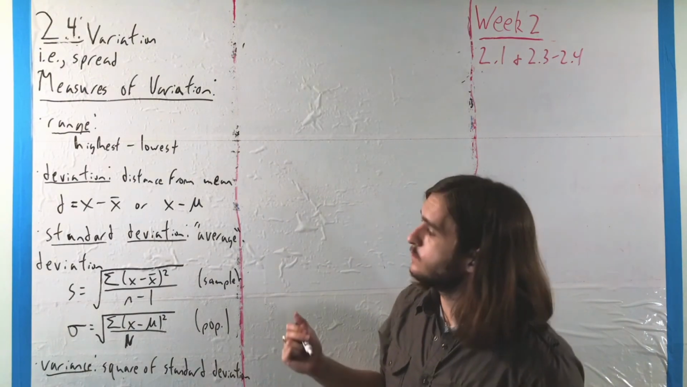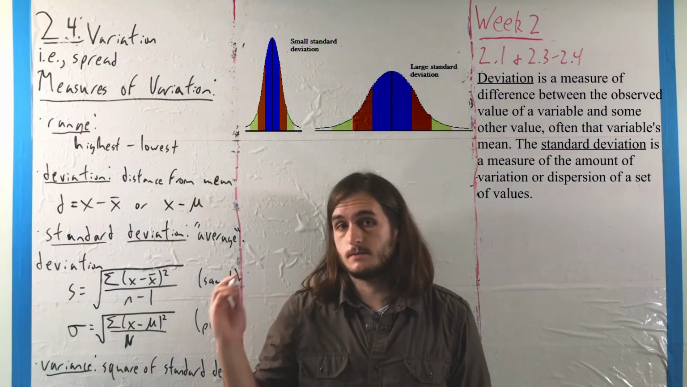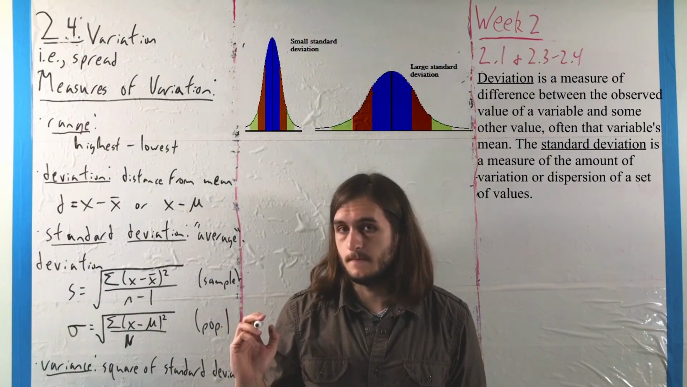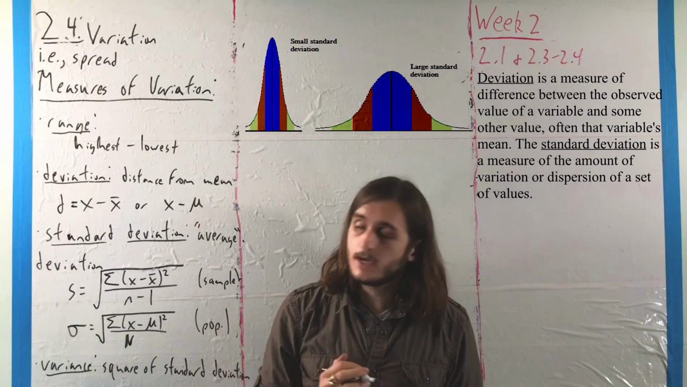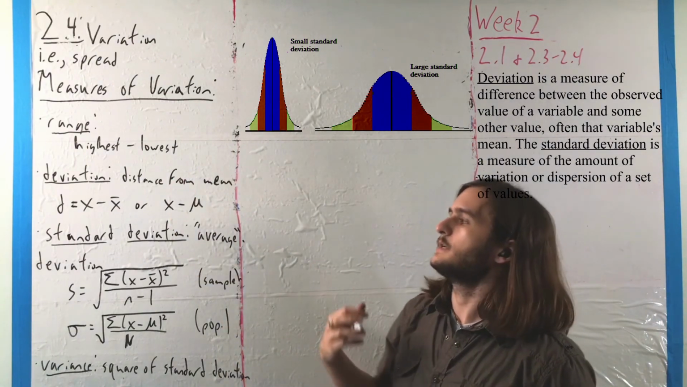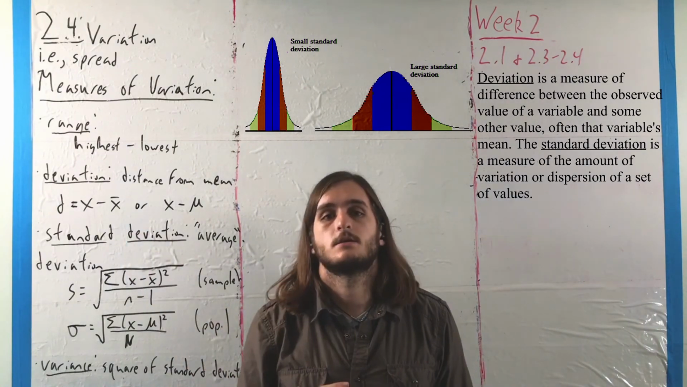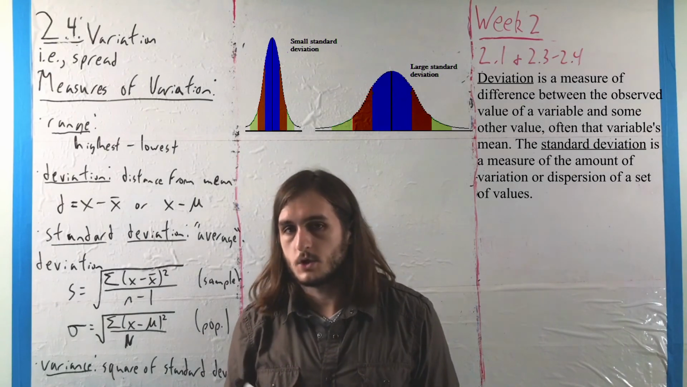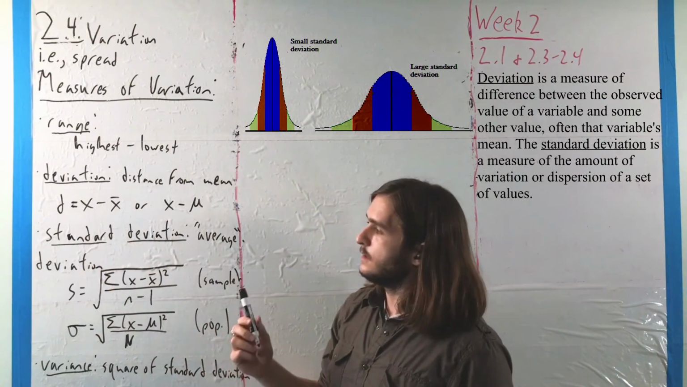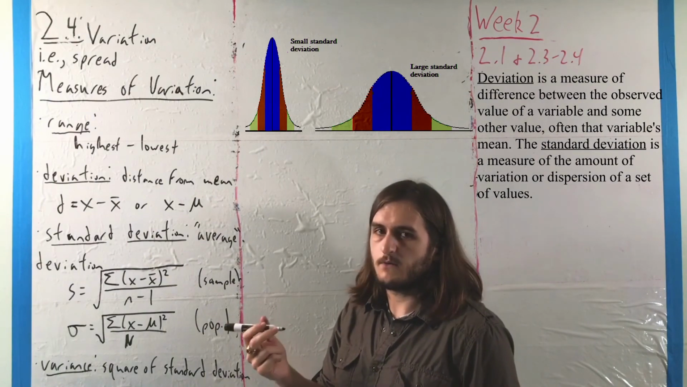So then we'll build towards an idea called standard deviation. And this is really the most important thing in this entire section. But to understand what standard deviation is, we have to start with an idea called deviation, where a deviation is just a distance away from the mean. So it's some value x minus the mean, whether that's x bar or mu. It's just how far away something is.